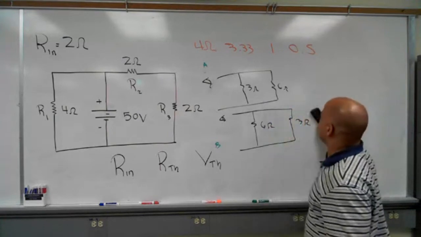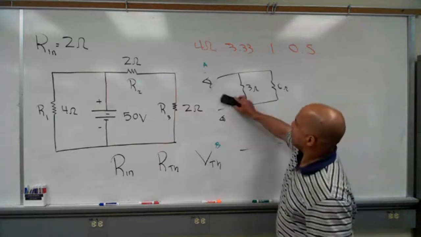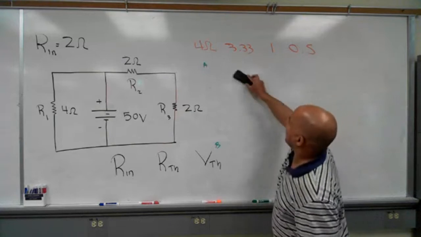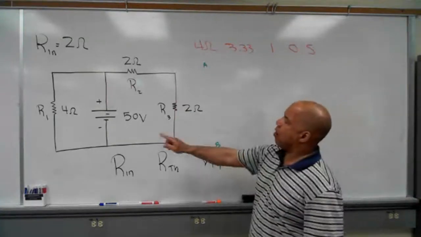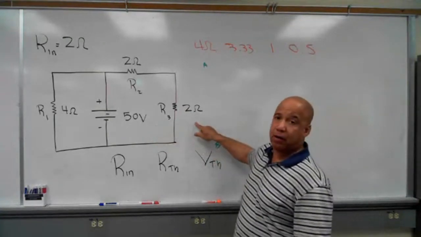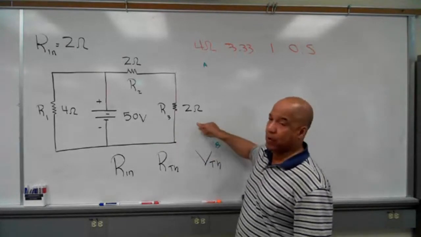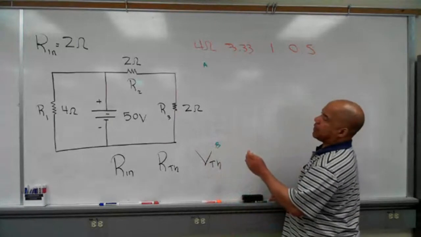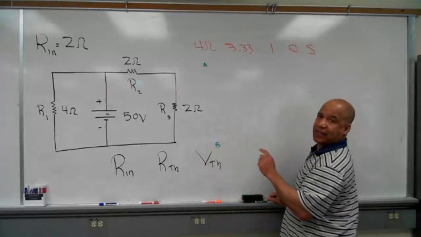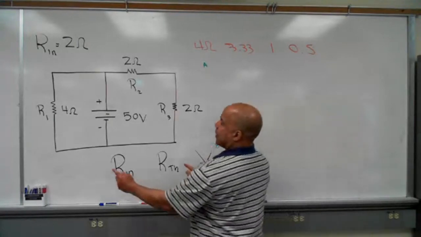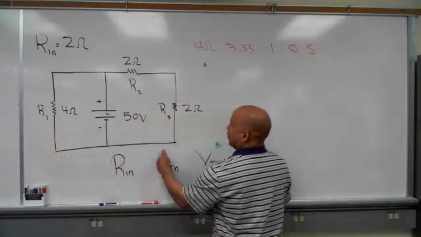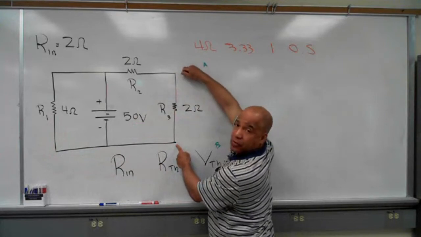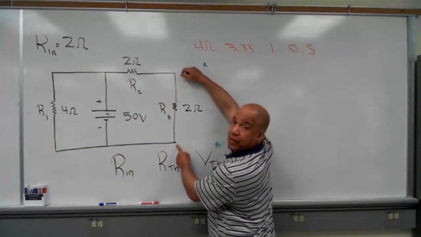Somebody asked about R1 and R3 not being in parallel. That's important that you understand that R1 and R3, in order for things to be in parallel, the top and bottom of the devices have to be tied together. Well, clearly R1 and R3 are tied together at the bottom, but they're not tied together at the top because R2's in the way. So that's why I drew it the other way.